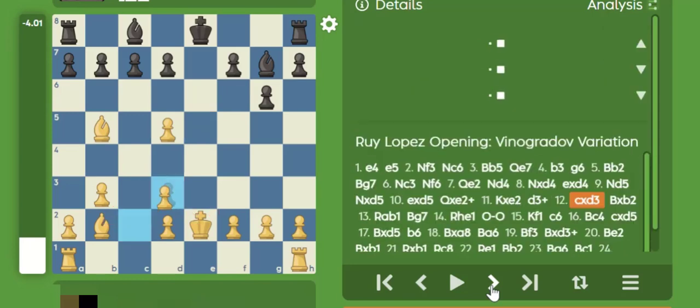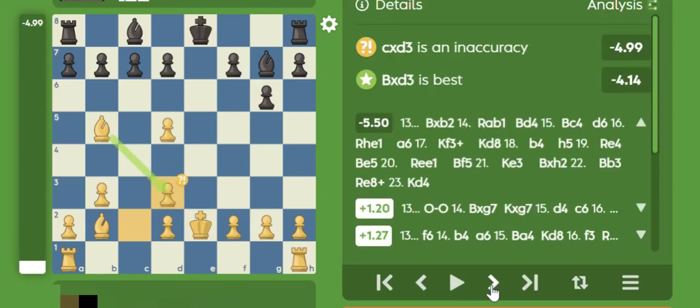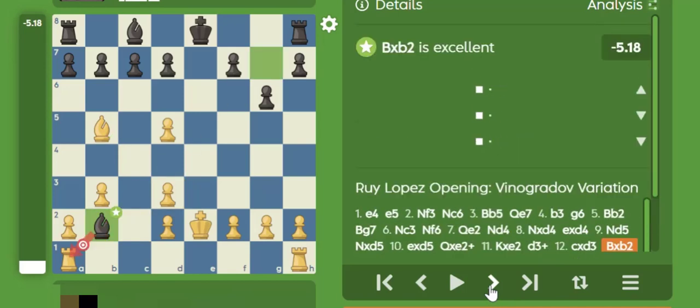We'll see what white does. So white makes an inaccuracy. Bishop taking that pawn would have been a better move. And you can see the score now is -5, basically. So black's quite a bit ahead in this game.